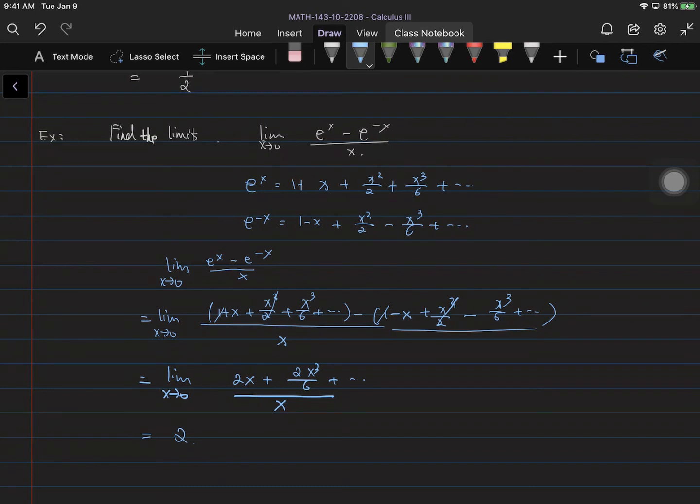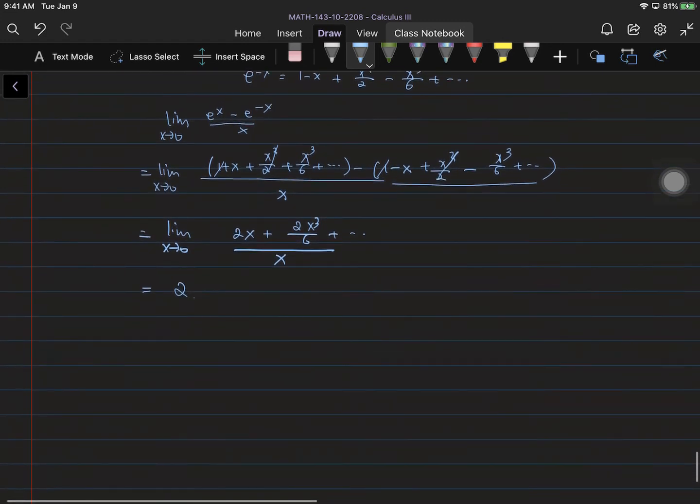Let's see. So here is the exercise problem. Find the limit when x goes to 0 of e to the x minus e to the negative x over x. Firstly, we write down the Taylor series for the exponential function e to the x, and then we write down the Taylor series for e to the negative x, and just combine them, simplify, and we find the final answer is 2. The limit is 2.